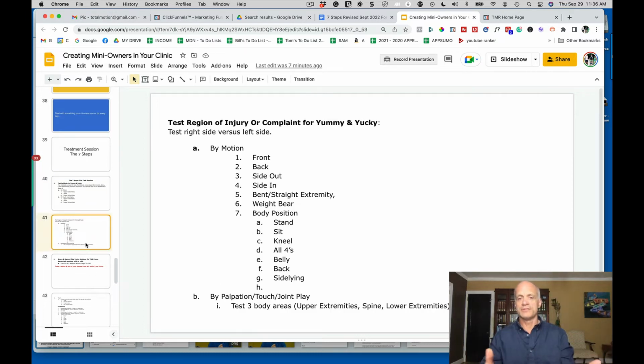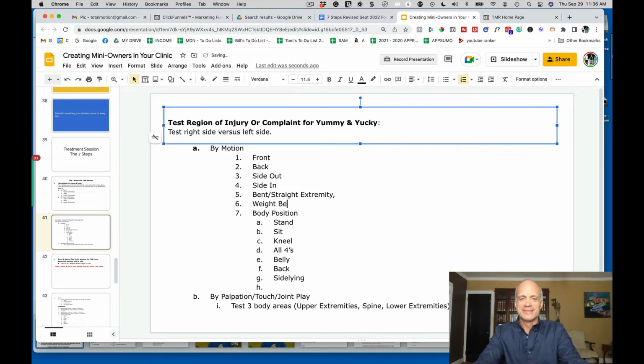What we all do is test the area of the region of injury, right? The thing we don't do is we don't do it methodically, like going front, going to the back, extension, going out to the side, abduction, going across, adduction. We don't do it in an order, bent or straight extremity. Weight bear. Oh, we spelled it bear. Oh, that's funny. Weight bear. Is that right? Okay. Now I'm confused on that.